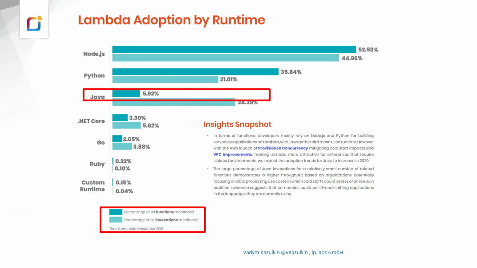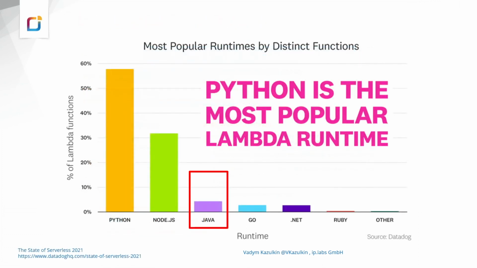This was the report for the last year, and they say that with these features, provisioned concurrency and VPC improvements, things will change. Yes, provisioned concurrency is there, and we will also spend some words about this, but generally nothing changes. The statistic from another source, also from last year, shows that Java adoption is below 10%.